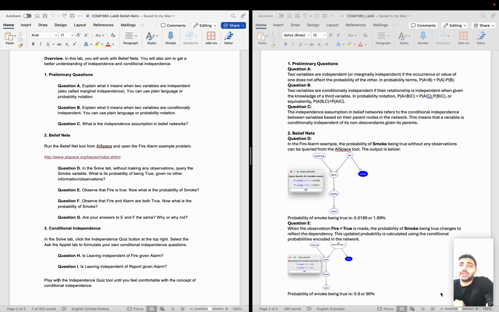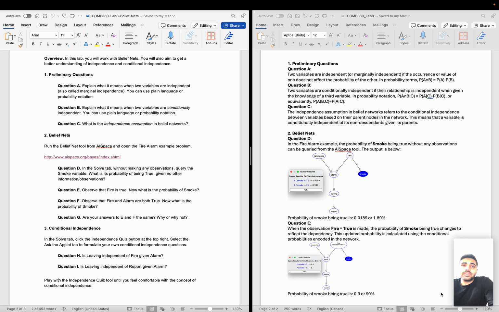Lab 8 for COMP380, starting with a few questions before the lab. We'll start with independence. What does it mean when two variables are independent? Two variables are independent if the occurrence of one does not affect the probability of the other. And what is conditional independence? Two variables are conditionally independent if their relationship is independent when given the knowledge of a third variable.